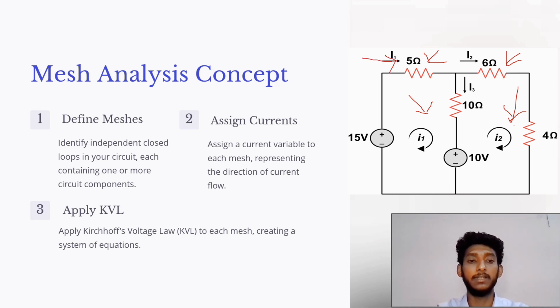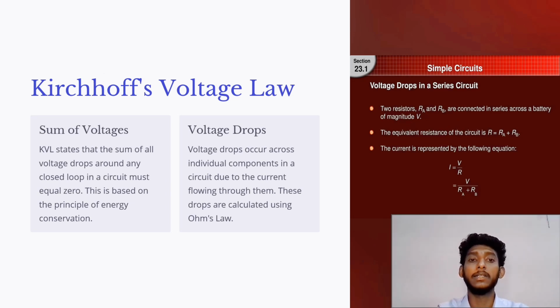And third one is apply KVL. Apply Kirchhoff's voltage law to each mesh, creating a system of equations. Kirchhoff's voltage law: sum of voltages. KVL states that the sum of all voltage drops around any closed loop in a circuit must equal zero. This is based on the principle of energy conservation.